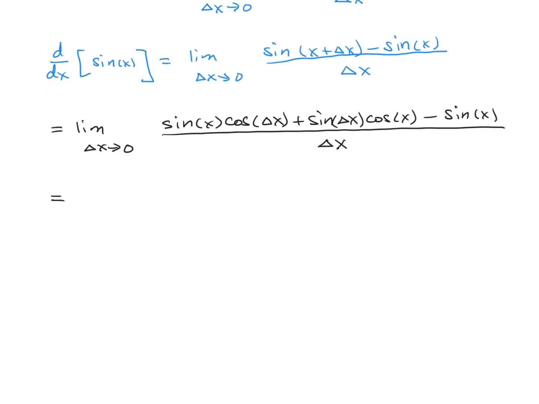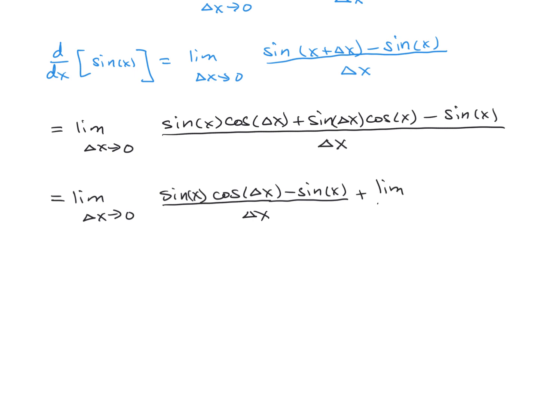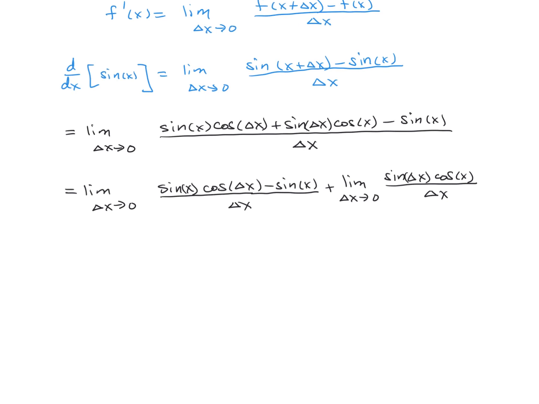So this is going to be the limit as delta x goes to 0. And so again, I'm going to have the sine of x times the cosine of delta x minus the sine of x, over delta x, plus the limit as delta x approaches 0 of the sine of delta x times the cosine of x, all over delta x. And again, we're splitting our limit into two, provided, of course, that these limits exist.